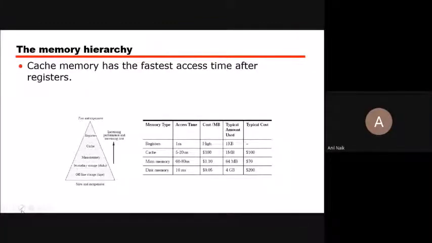I hope this diagram is visible. Is it visible? Say, anyone else? Yes, sir. Okay.